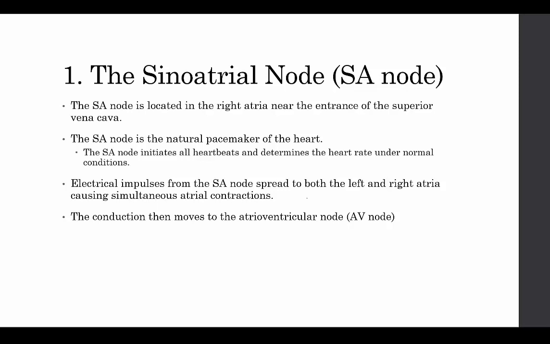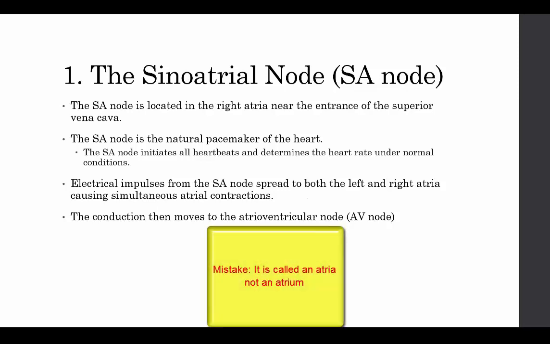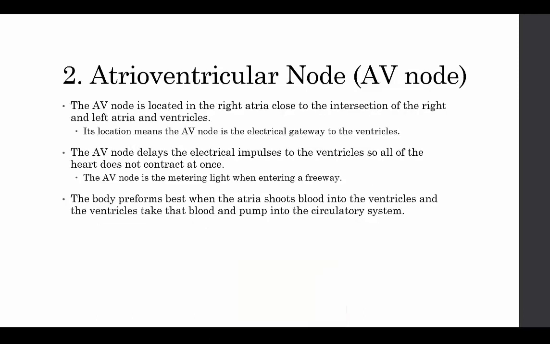The electrical impulses from the SA node spread to both the left and right atria, and this causes a simultaneous contraction of both, pushing that blood into the ventricles. The conduction then moves from the SA node through the atria to the AV node. The AV node is located in the right atrium, right at the intersection of the left and right atria and the left and right ventricles.